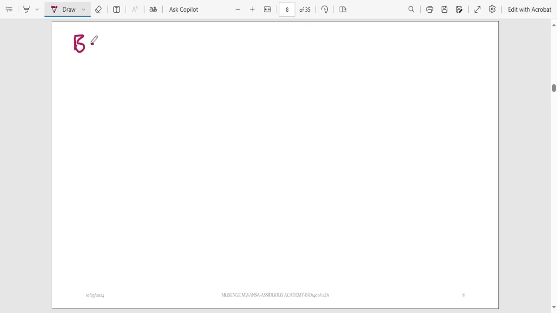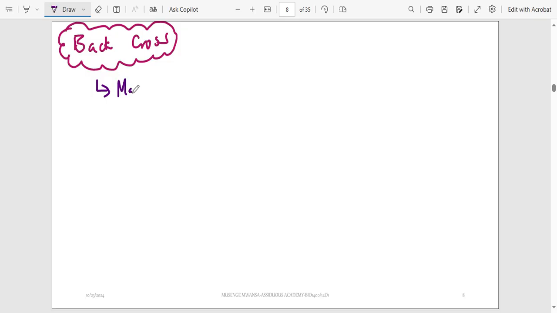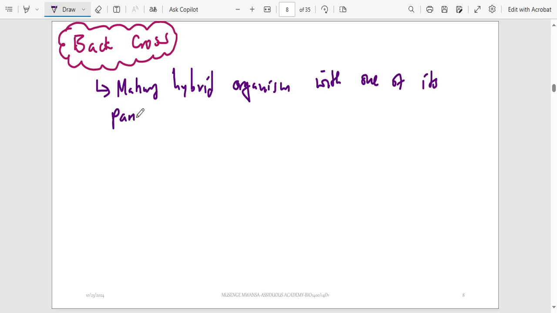Now, how about a back cross? So what happens in a back cross is we are getting to mate a hybrid organism with one of its parents. Okay, not just the parent that is recessive, but mating a hybrid organism with one of its parents. If you don't want to use the parents, at least use an organism that has got the same genetics as one of the parents.